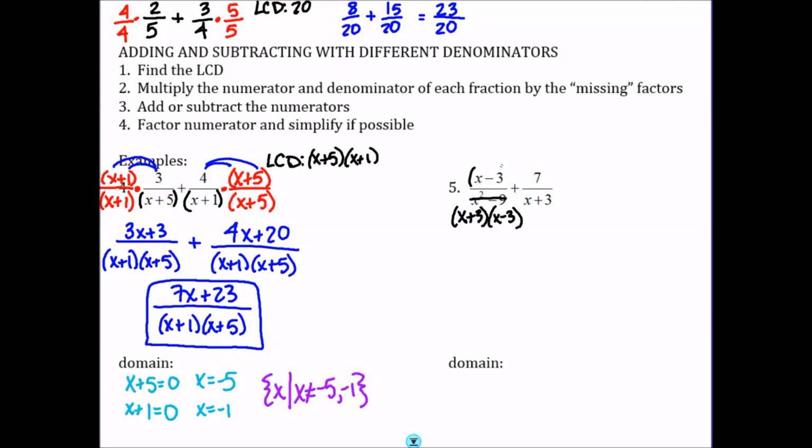We have an x minus 3 in both the numerator and denominator of the first fraction. So I can go ahead and simplify the first fraction and make this problem a lot easier. So now I'm left with 1 over x plus 3 plus 7 over x plus 3. So my final answer is just 8 over x plus 3.